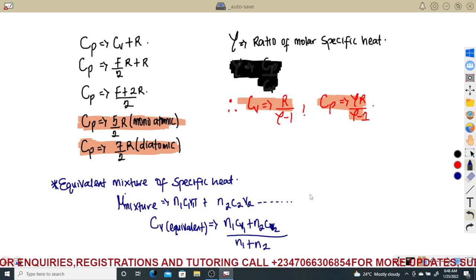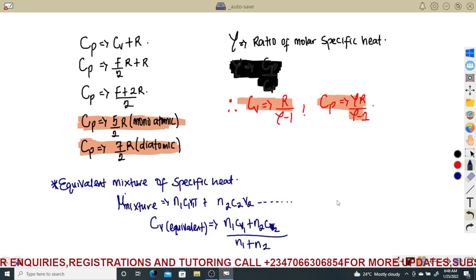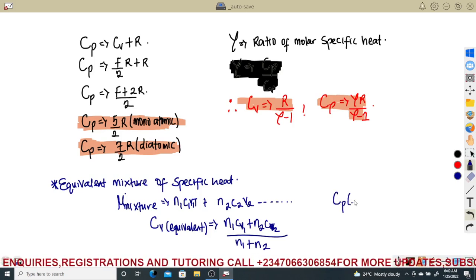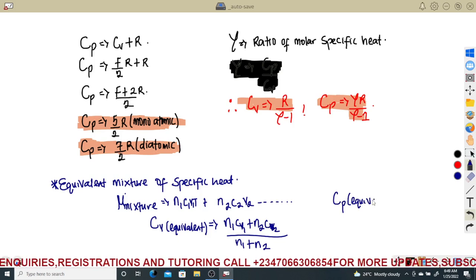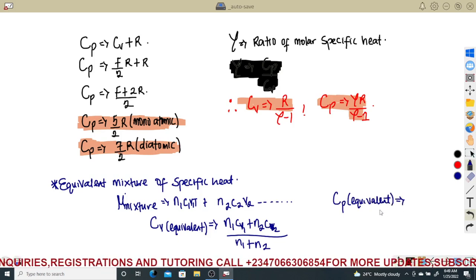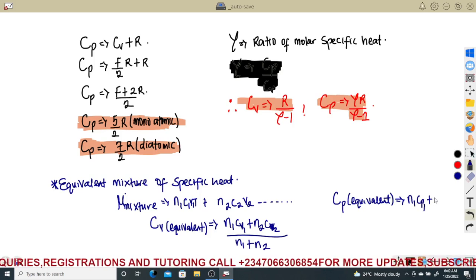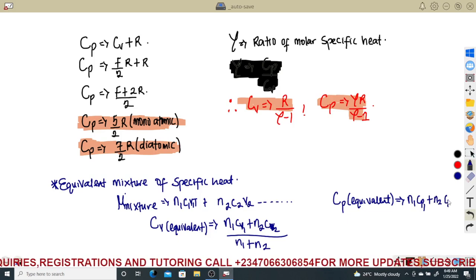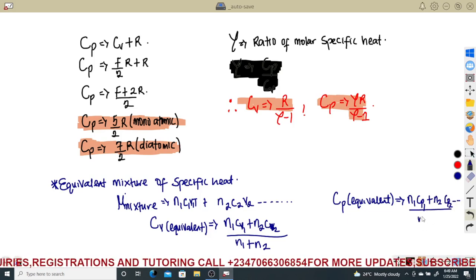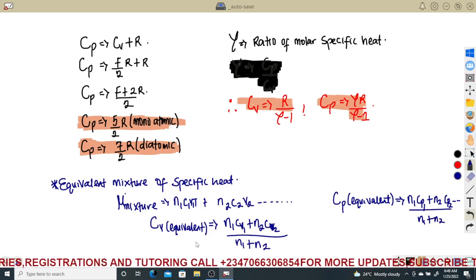If it is for the mixture at constant pressure, the same thing holds. So we can say, let me write directly, equivalent CP. That's like the way you get equivalent capacitance and equivalent resistance. It will be N1 CP1 plus N2 CP2 over N1 plus N2. So it continues in that manner. So that is when you are mixing gases.